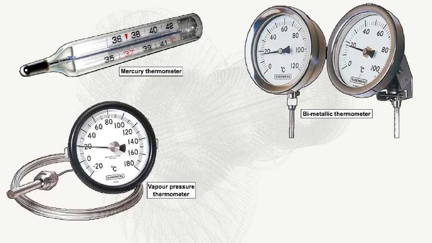The vapor pressure type of device uses the principle that liquids, when subjected to a rise in temperature, change their state from liquid to vapor. By measuring the pressure of the vapor, an indication of temperature can be gained.